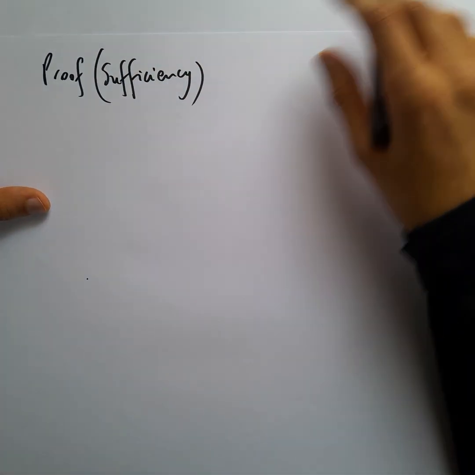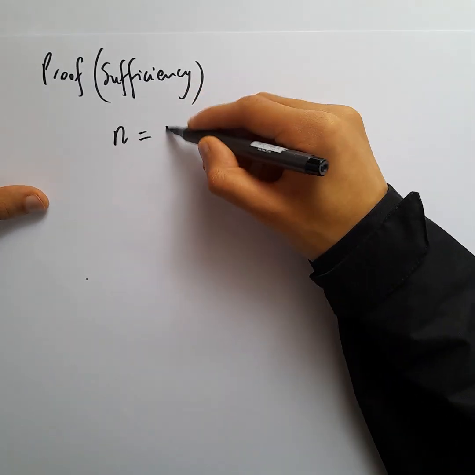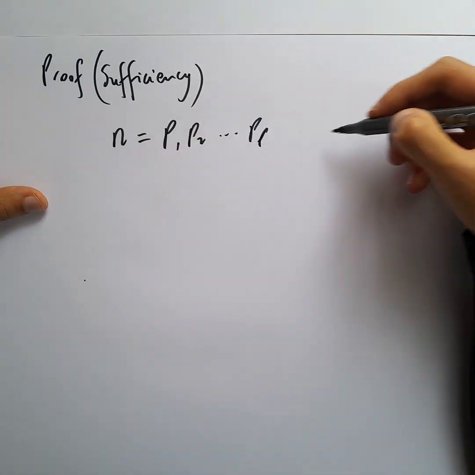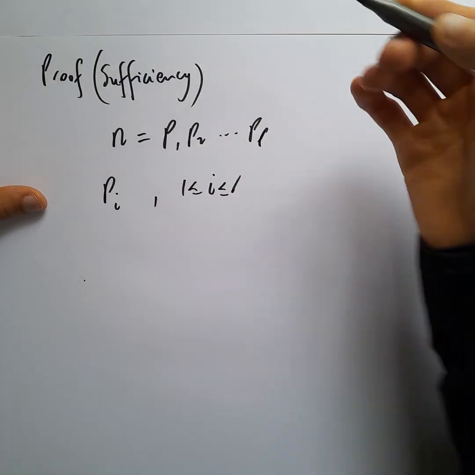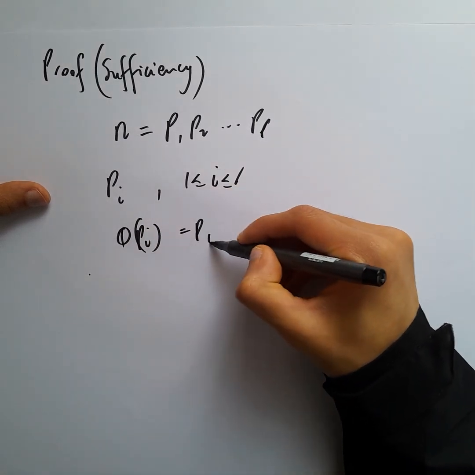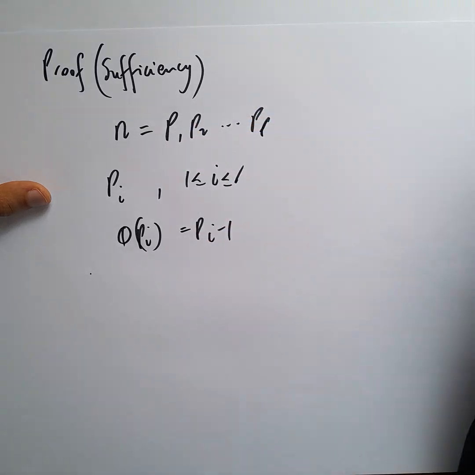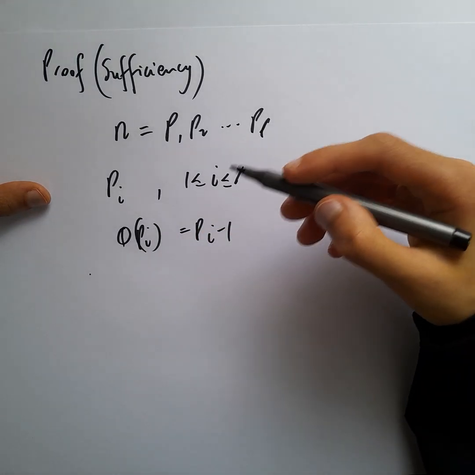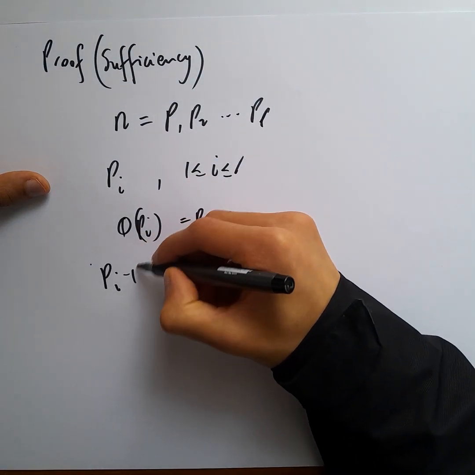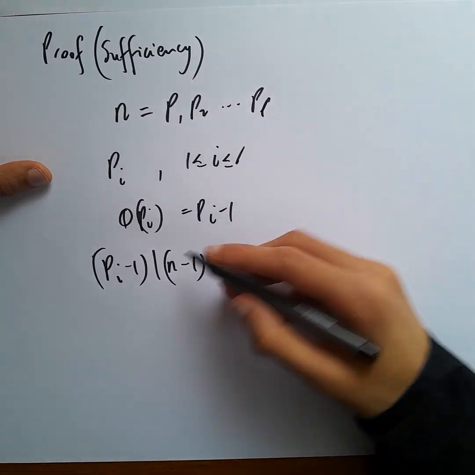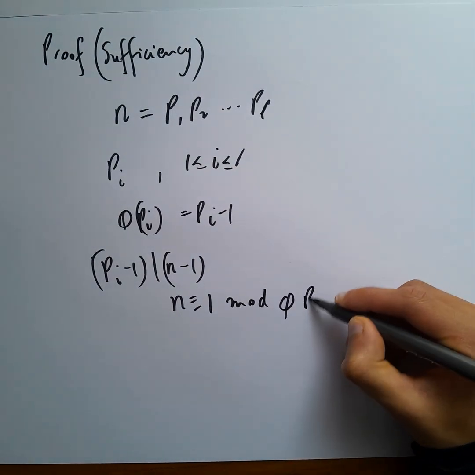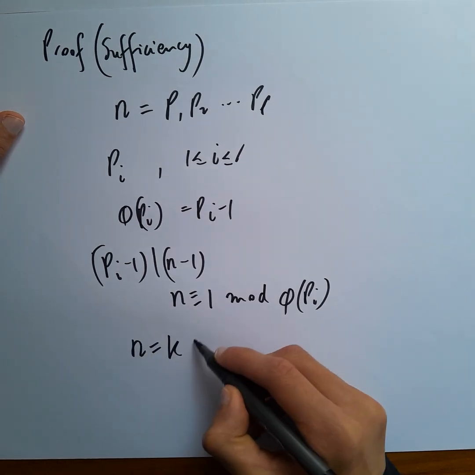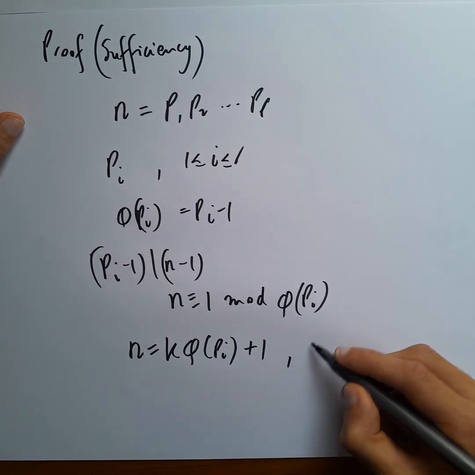Since n is assumed to be square free, we write its prime factorization as p1, p2, ..., pr, where p1, p2, ..., pr are prime factors. Let's choose any one of these primes, say pi, where i is between 1 and r. We have phi of pi equals pi minus 1, where we recall that phi is Euler's phi function, which counts how many positive integers are less than or equal to pi and prime to it. By hypothesis, we have pi minus 1 divides n minus 1, and we can rewrite this as n is congruent to 1 mod phi of pi. By Euclidean division, we can write n as k times phi of pi plus 1 for some integer k.